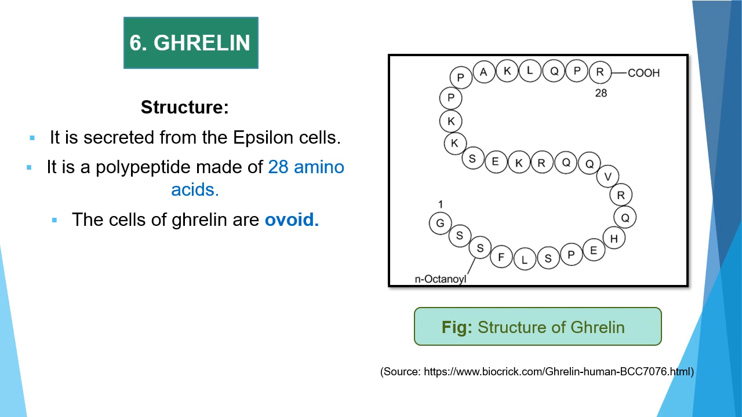Next comes ghrelin. Let me talk about its structure. Ghrelin is secreted from the epsilon cells. It is a polypeptide made of 28 amino acids. The cells of ghrelin are ovoid in shape. In the figure, you can see the structure of ghrelin consisting of 28 amino acids.